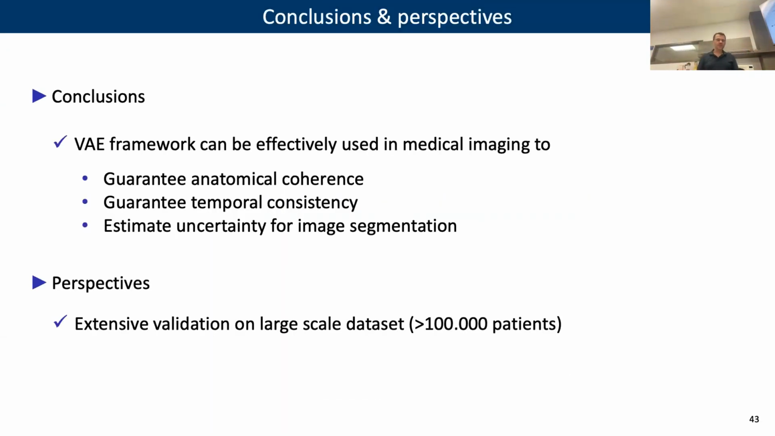And so, just to conclude, we have used quite a lot the variational autoencoders framework to help us to design this puzzle, to guarantee anatomical coherence, guarantee temporal consistency, and to estimate uncertainty. For us, it's very clear that everything is there, and it's now just a matter of accessing and treating a large-scale data set, and this is what we are currently doing.